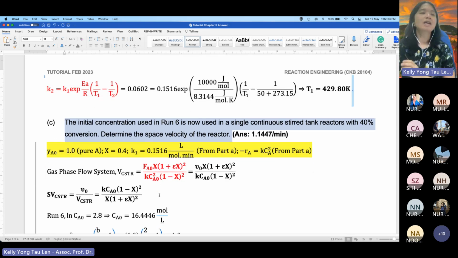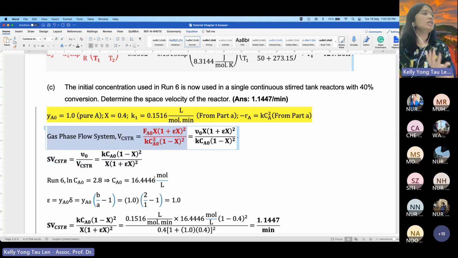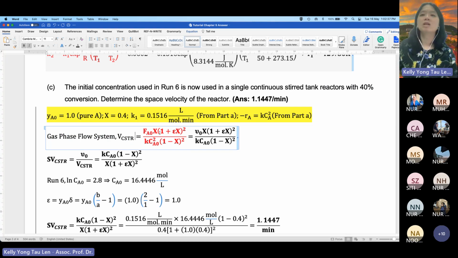So kalau you check, by right, the design equation will be the one that I'm highlighting in the red color, which is volume CSTR equals to FA0 X in bracket 1 plus epsilon X, tutup bracket, power of 2 divided by KCA0 square in bracket 1 minus X, tutup bracket, power of 2. Okay, so again, this equation rate is the one that will be given to you during the exam.